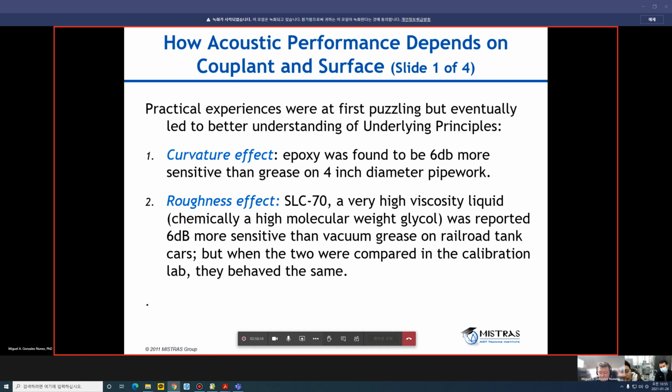However, in other situations, the use of SLC 70, which is another high viscosity liquid with high molecular weight coal, was reported decibel more sensitive than vacuum grease on railroad tanker, but when they were to compare in the calibration lab, they behaved practically the same. So it depends on the situation that you are working on, the choice of couplant that you are going to use. I don't know what you use for coupling your sensors.